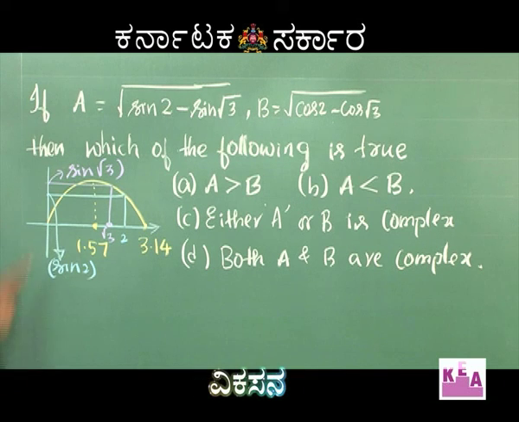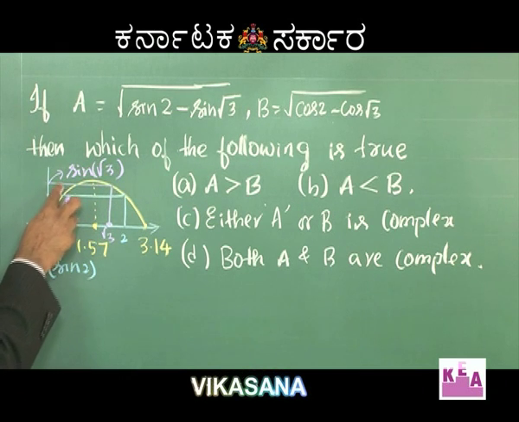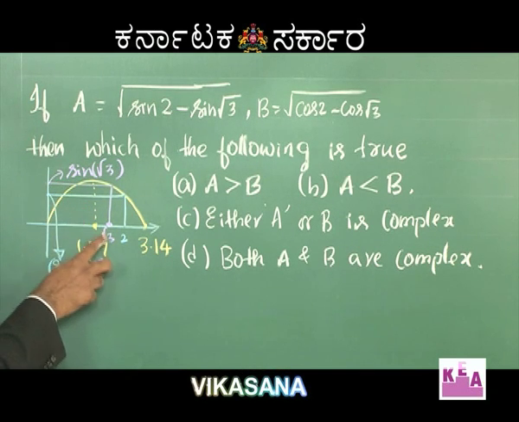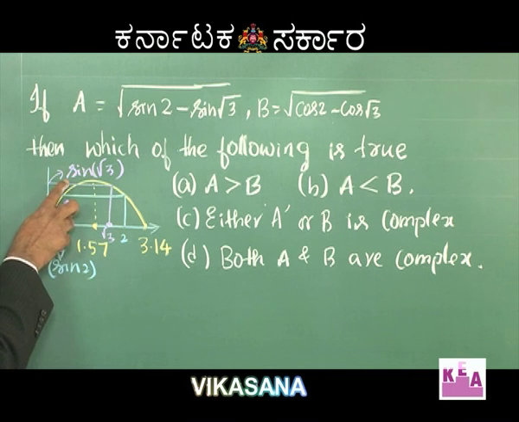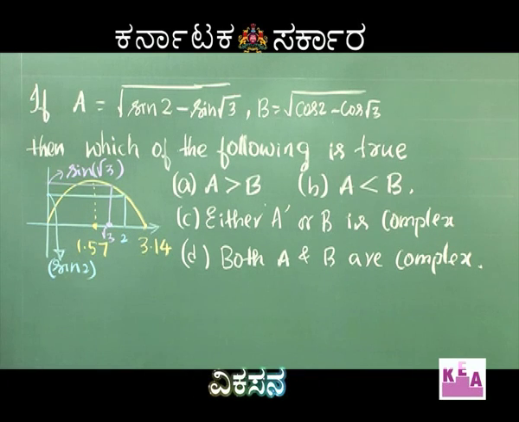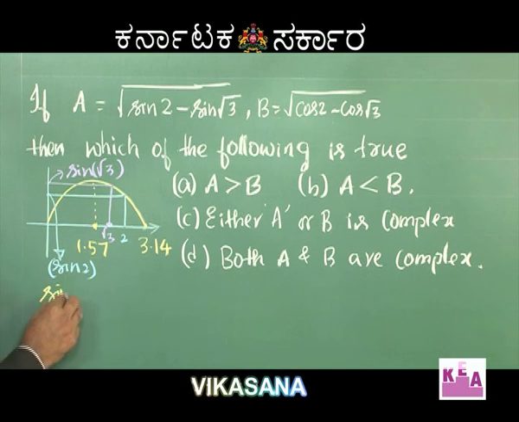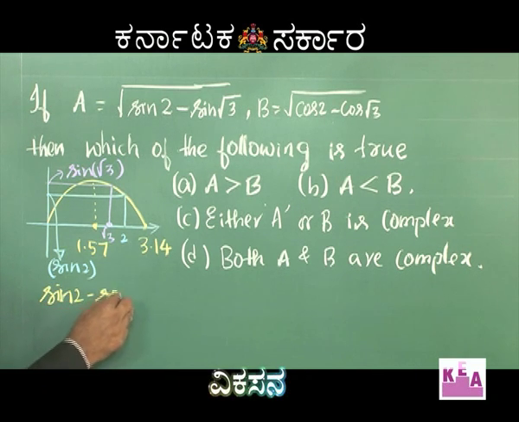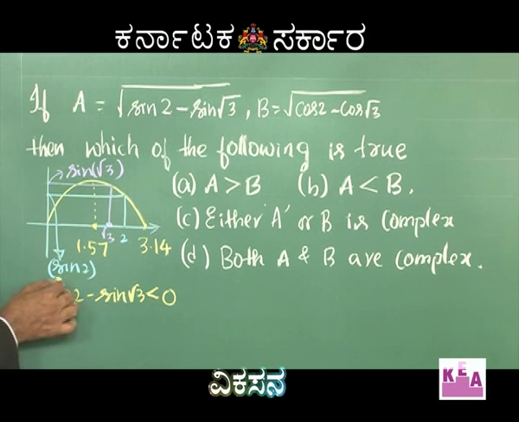Now can you tell me which is bigger, sine root 3 or sine 2? Sine root 3 is definitely bigger than sine 2. Even though root 3 is less than 2, sine root 3 is bigger than sine 2. That clearly says sine 2 minus sine root 3 is a negative quantity. Do you agree with me? Therefore, sine 2 minus sine root 3 is less than 0.